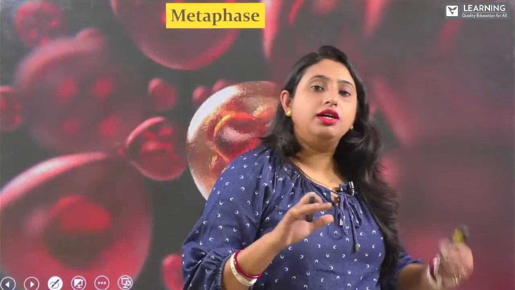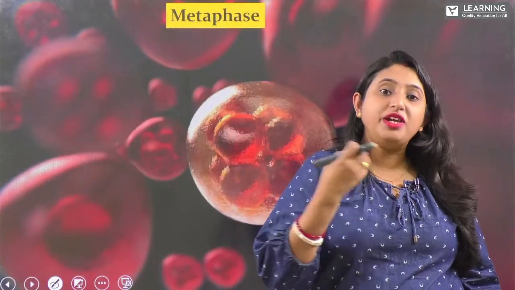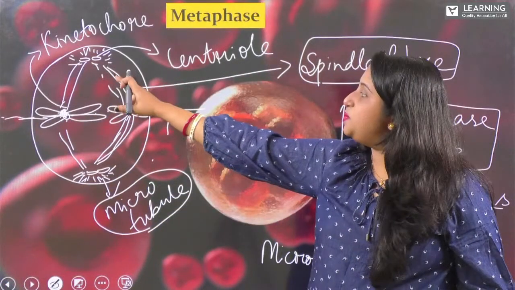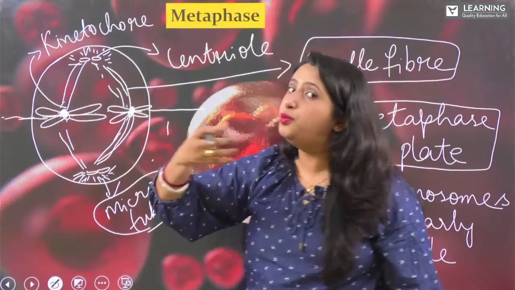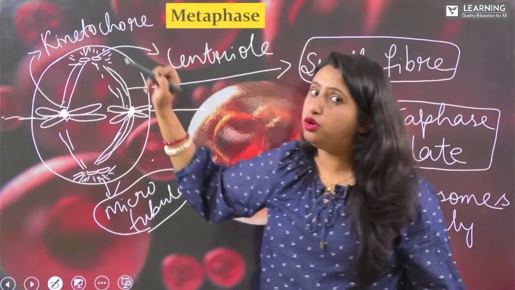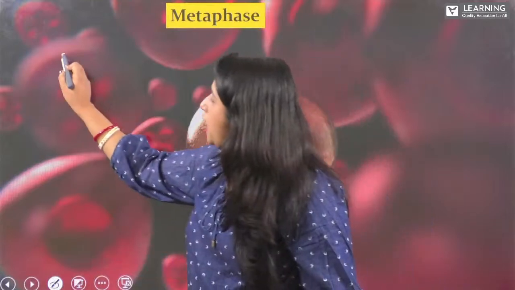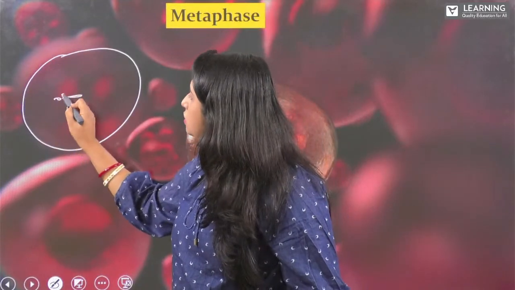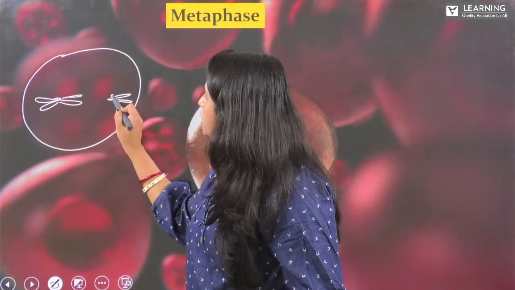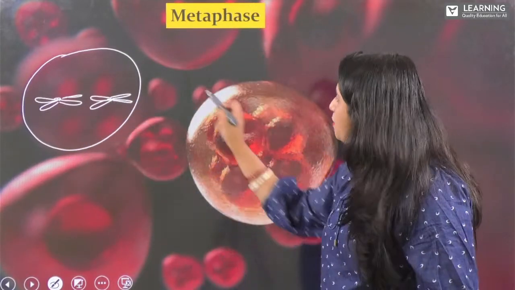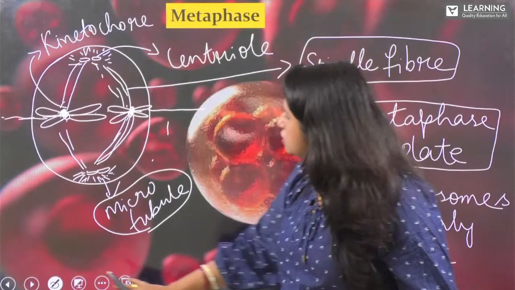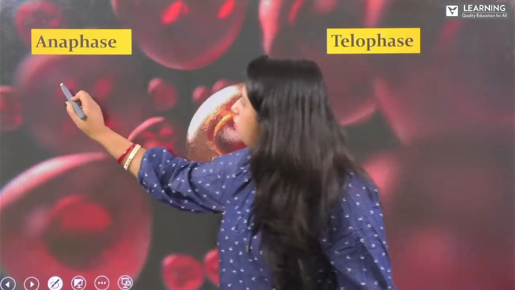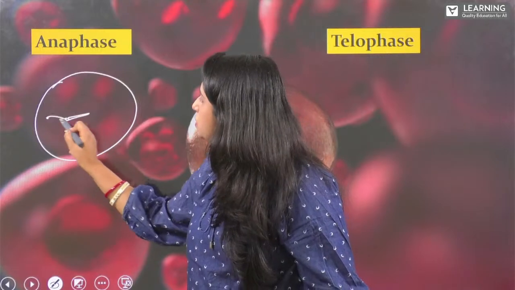Now let us learn about the anaphase stage. After the chromosomes are arranged in the metaphase plate, now what happens? The spindle fibers that you have seen here begin to pull the chromosomes towards the opposite poles. So let us see what happens here. As you can see, this is how the metaphase stage looks, and here the chromosomes are arranged.